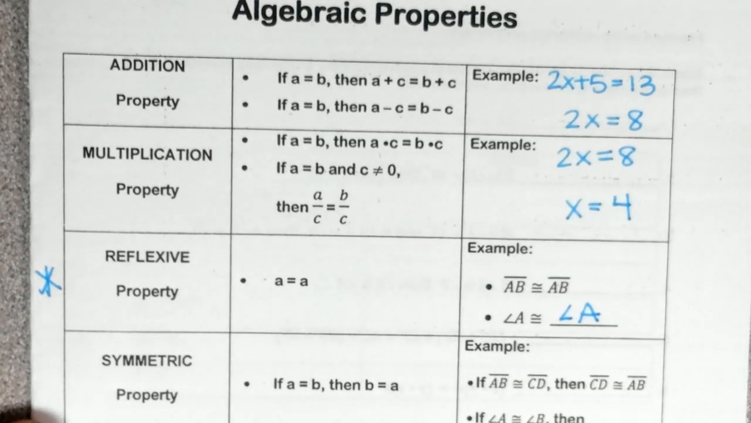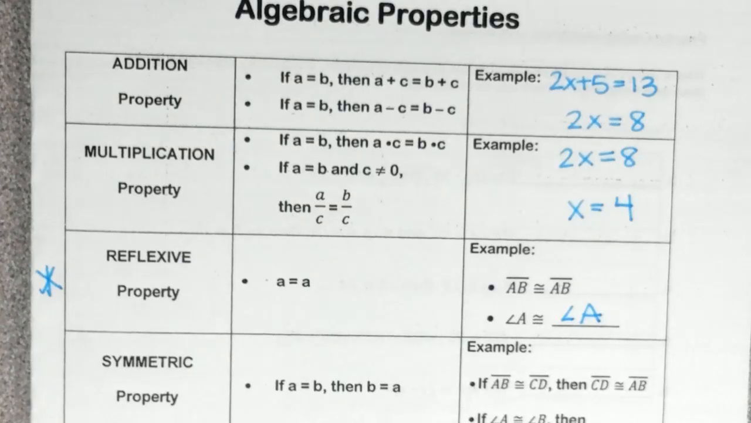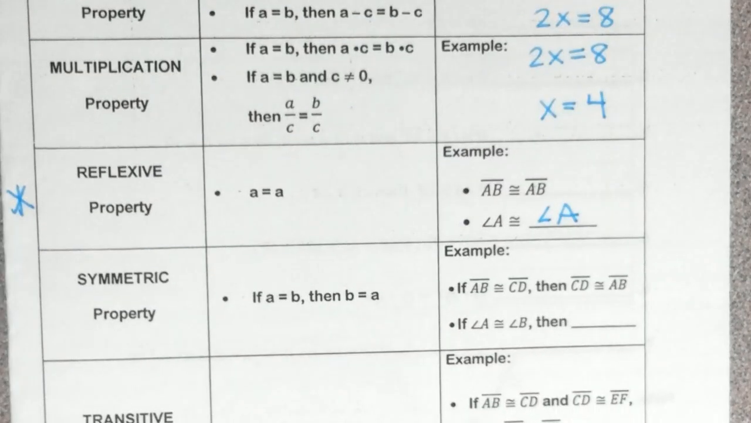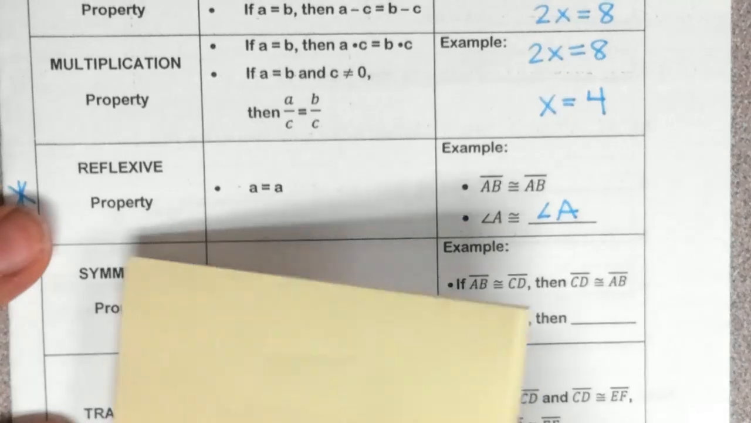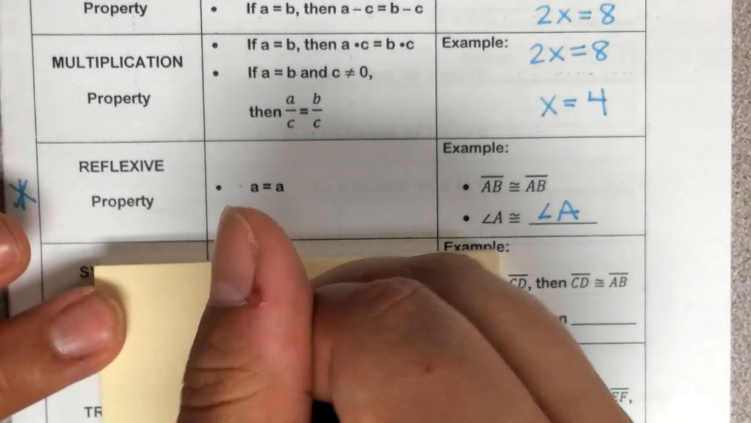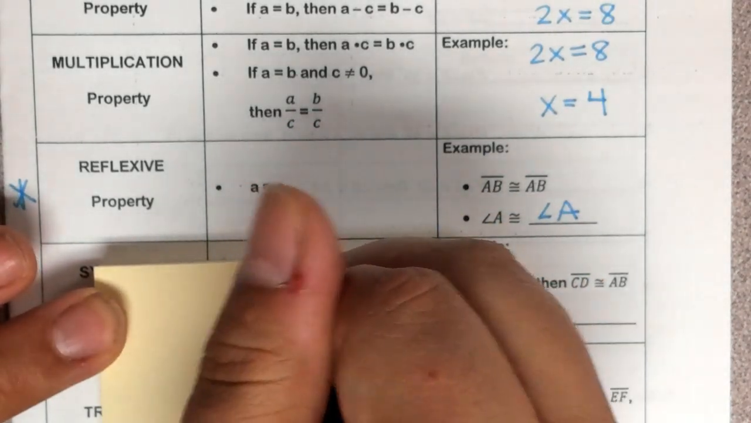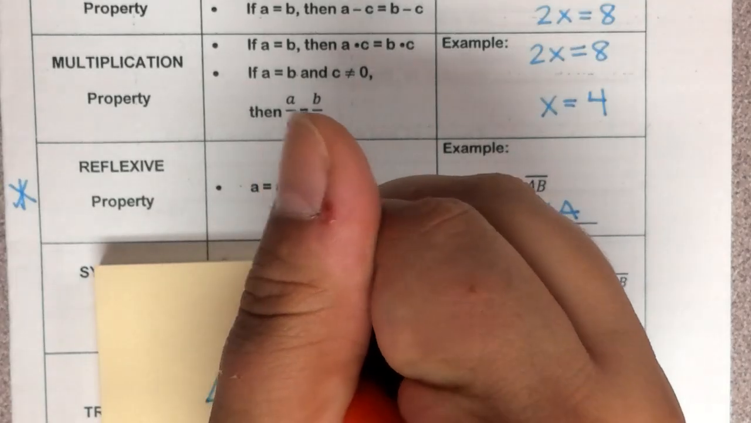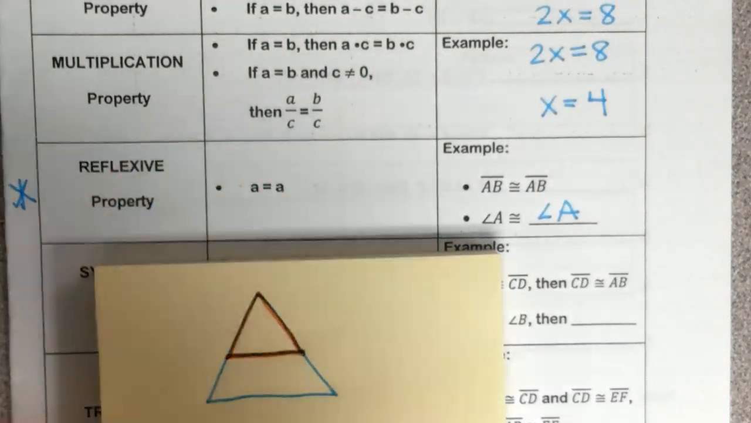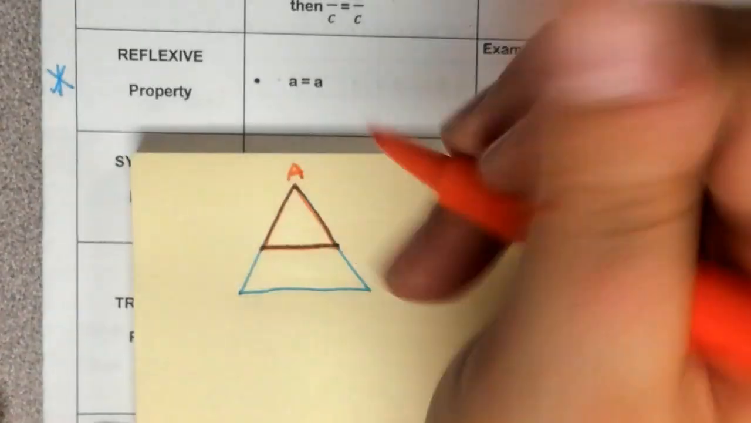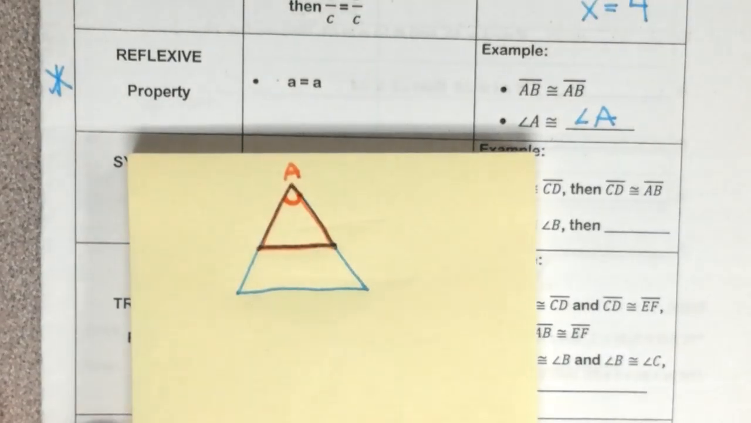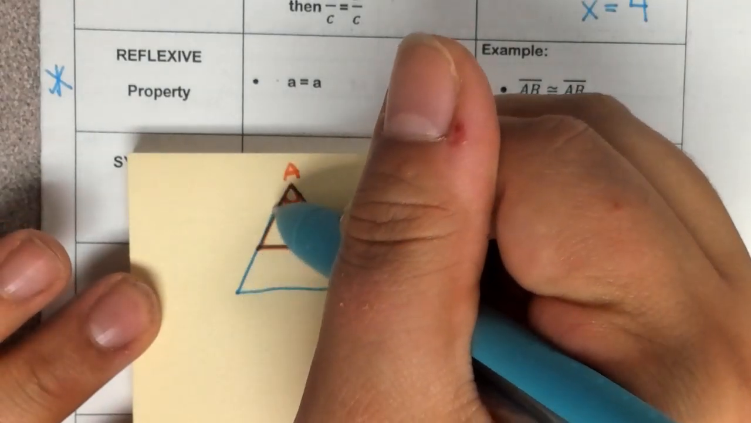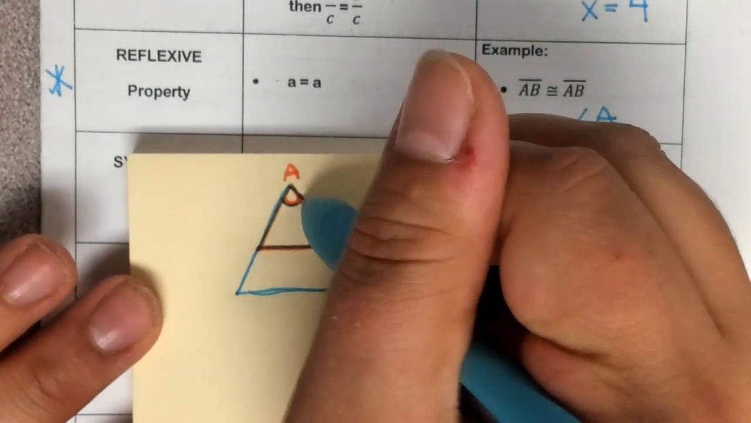Thank you. Alright, so a lot of people ask me, Miss Alvarez, why would you write something equals itself? Like, what's the point of that? Do you remember last unit when we did mid-segments? Y'all remember that? Okay. This unit we are going to be looking at different triangles. And do you agree there is a small triangle right here? And let's say this is angle A. Do you agree the small triangle has angle A in it? Do you also agree my big triangle also has angle A?